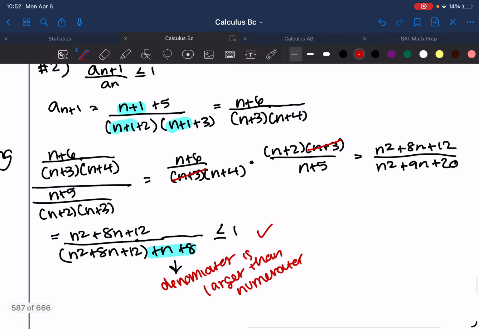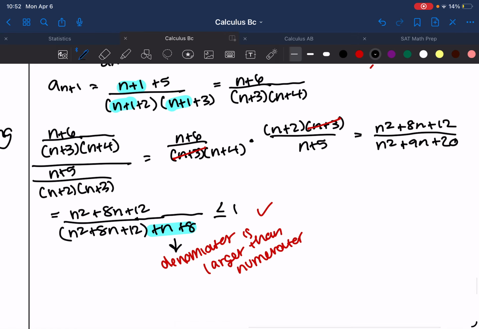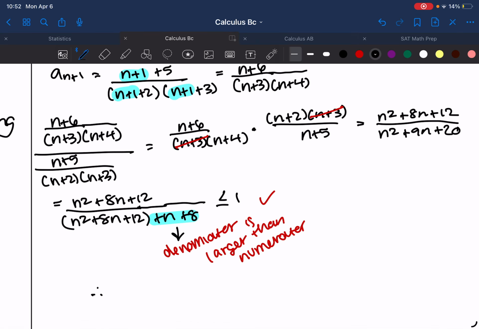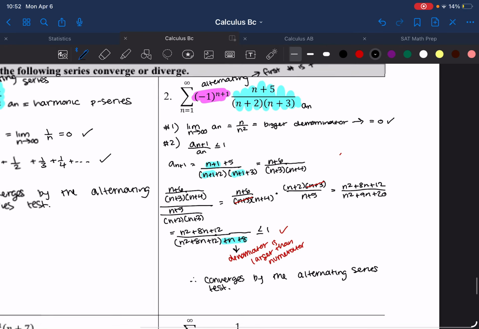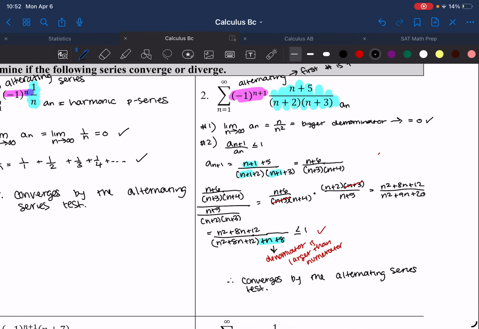And so since both of those conditions are met, then we say, therefore, the series converges by the alternating series test. And then we got our answer. Okay, so that was number 2. Let's look at number 3.